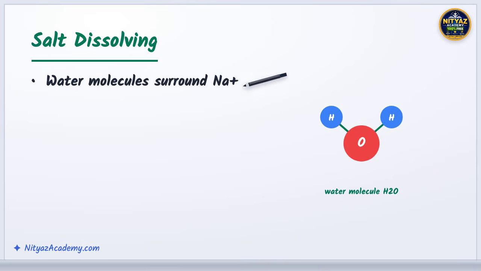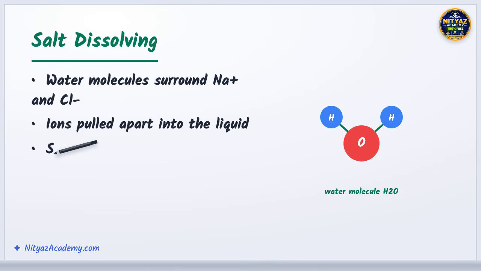Watch salt dissolve in water. Water molecules are slightly charged, so their positive ends grab chlorine ions and their negative ends grab sodium ions. They pull each ion off the crystal and surround it. The salt spreads evenly until it seems to vanish. It is still there. The ions are simply hidden among the water molecules.